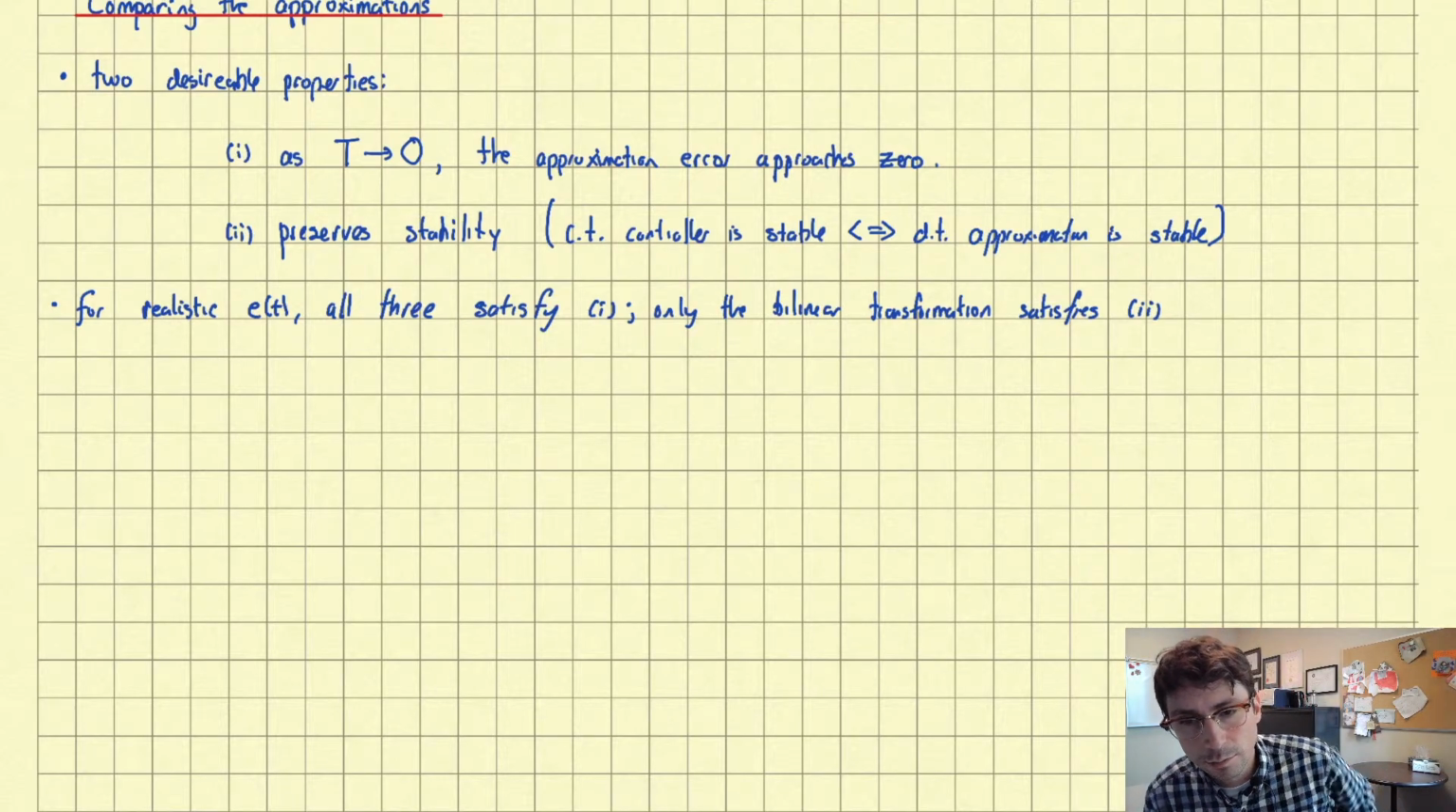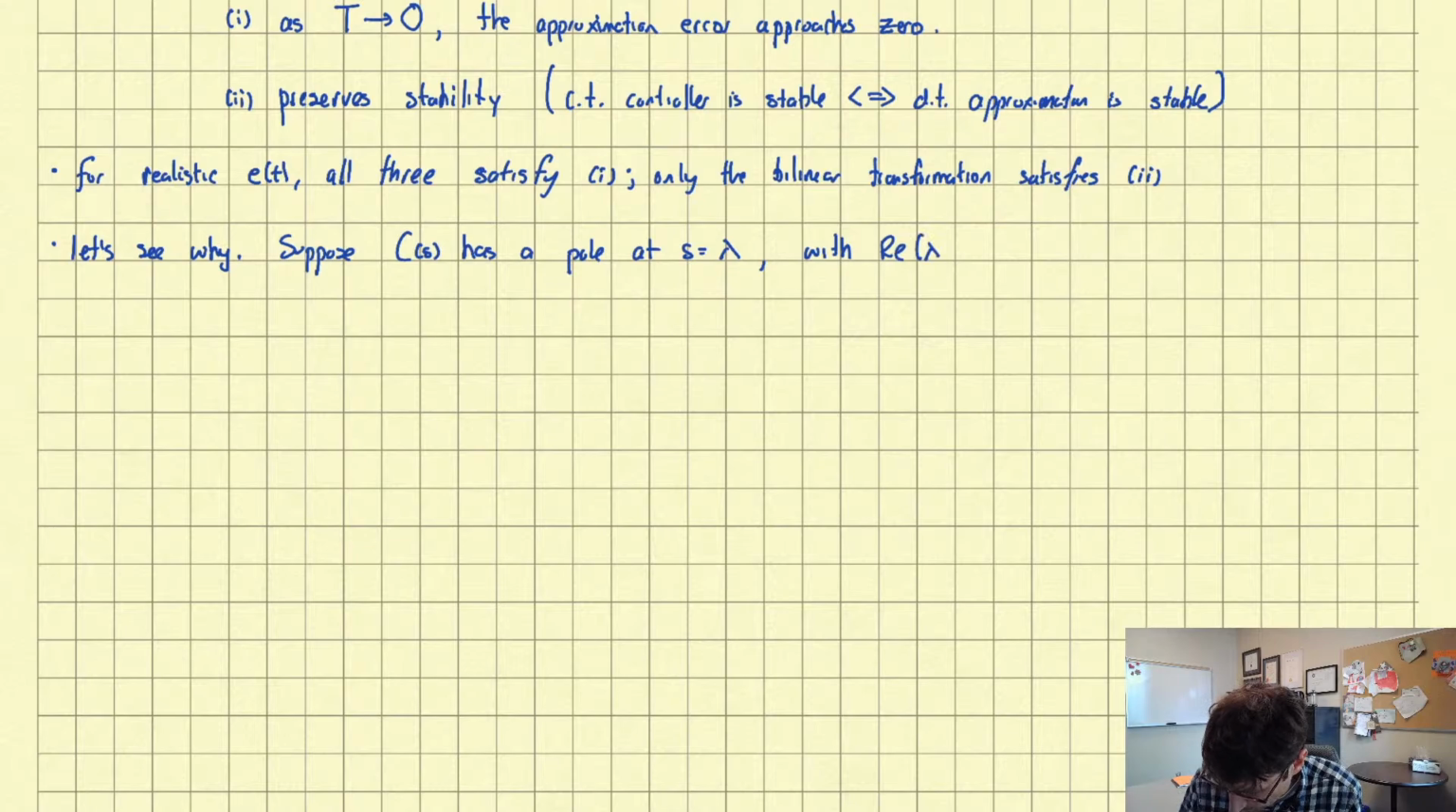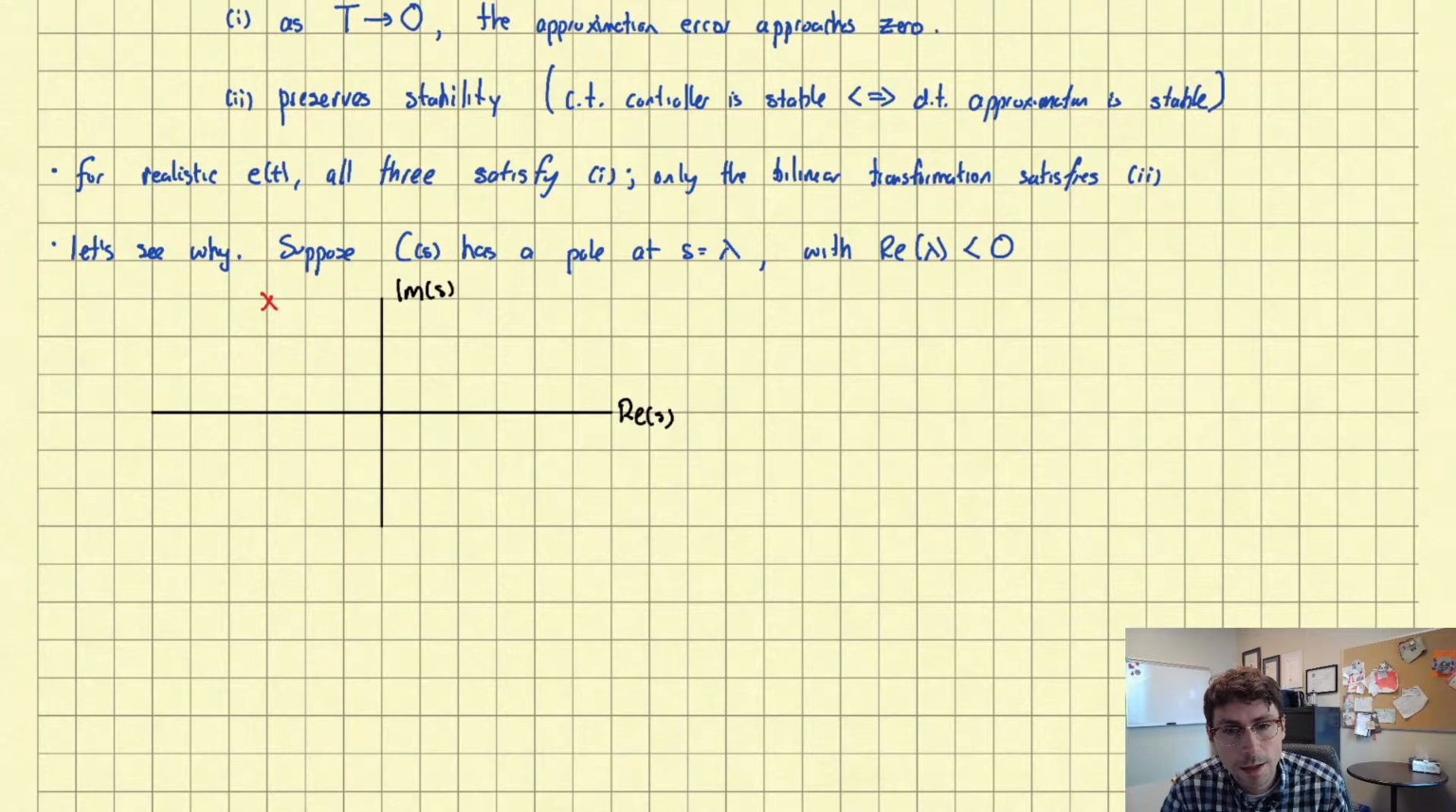So let's try to understand why the bilinear transformation preserves stability. Suppose C of S has a pole at S equal to lambda with real part of lambda less than 0. So C has a stable pole. I'll draw that picture. We've got a pole over here at lambda.